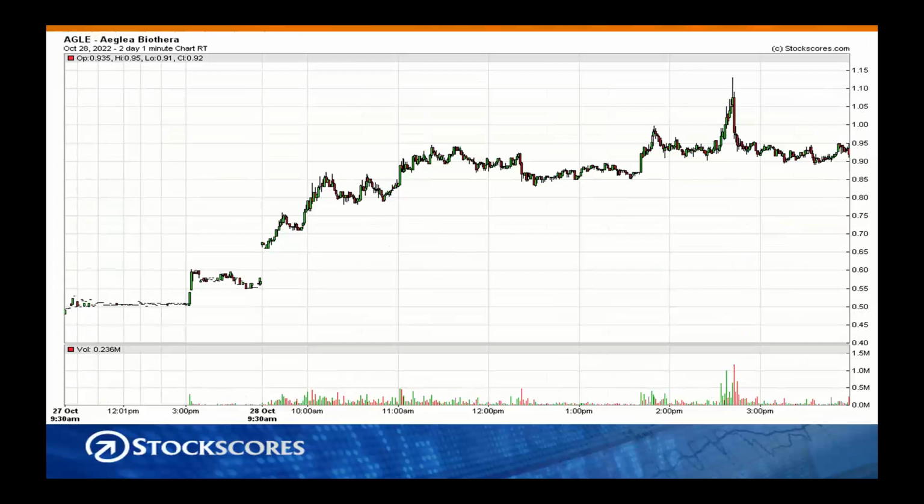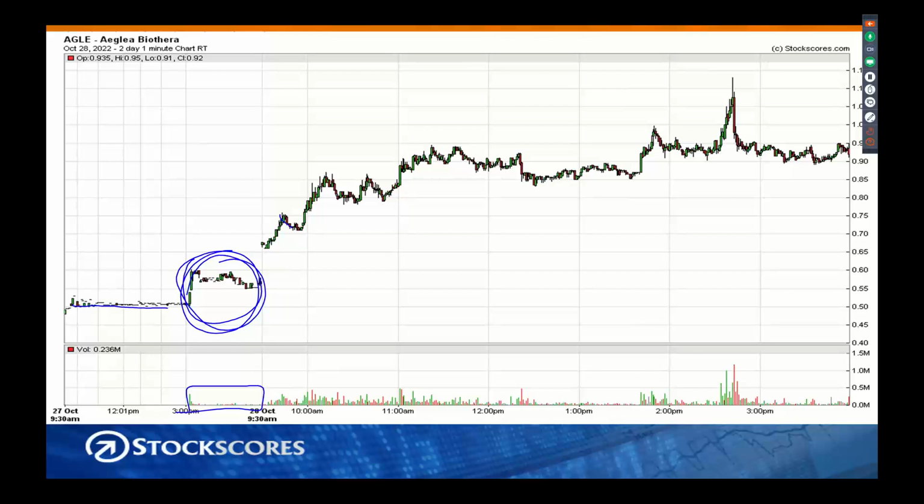Okay, another one. This was AGLE on Friday. Nobody cared Thursday afternoon. 3 o'clock, something started to happen. You can see it. The volume's coming in. The price action is good. And then it's simply a matter of getting in at the right place.